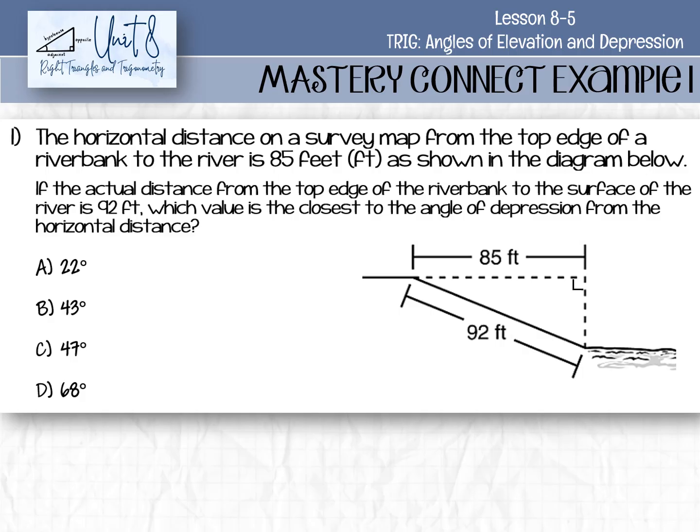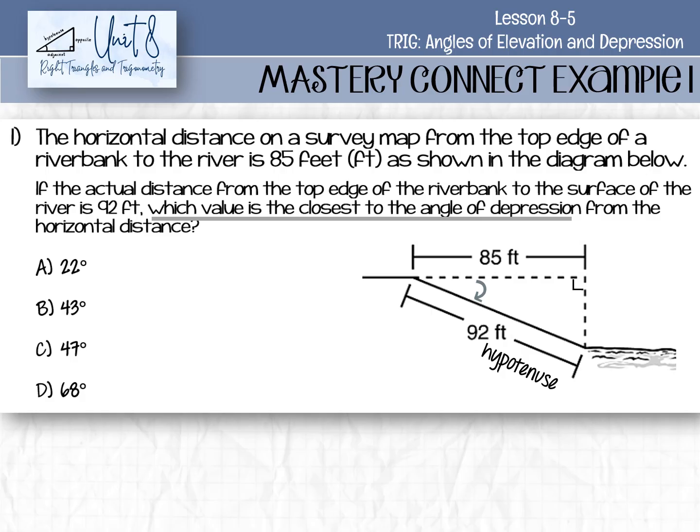Here we go. Mastery Connect example. The horizontal distance on a survey map from the top edge of a river bank to the river is 85 feet, as shown in the diagram below. If the actual distance from the top edge of the riverbank to the surface of the river is 92 feet, which value is closest to the angle of depression? So that's what we're looking for right there.